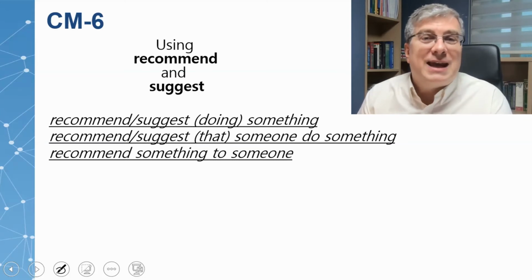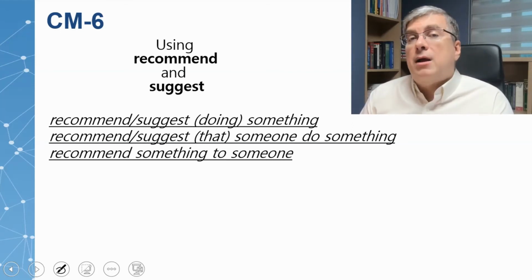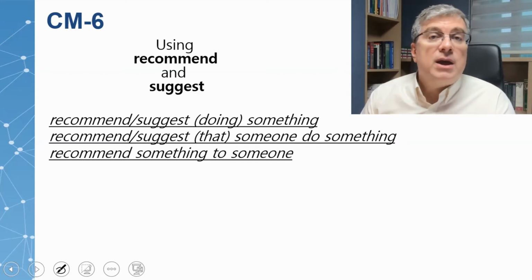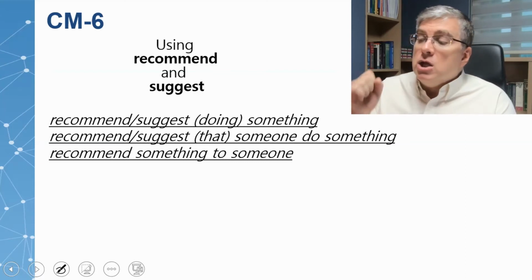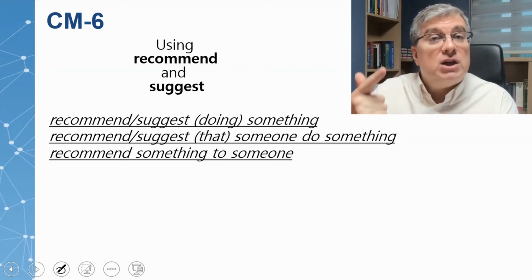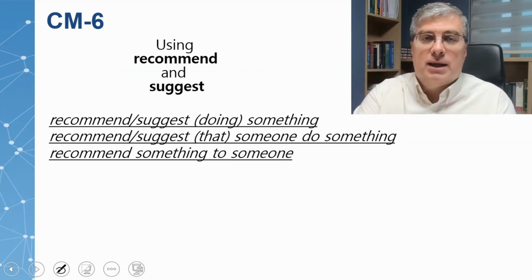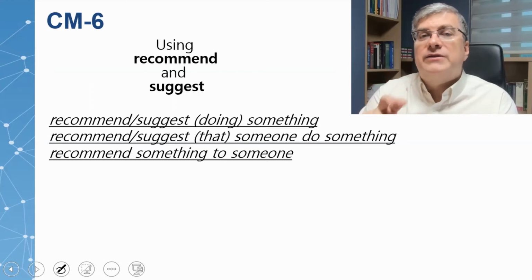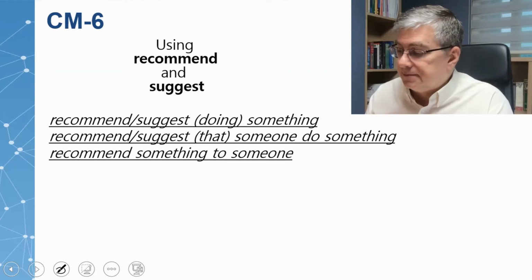So you recommend something or someone to someone else. We recommend the Hilton Hotel to you. Or another example, I'm looking for a new department head. Oh, we recommend Mr. John Smith to you as a good candidate. Okay, so you recommend doing something, you recommend that someone do something, or you recommend something to someone. Those are the three common ways to use these words. So I hope they cover most situations.